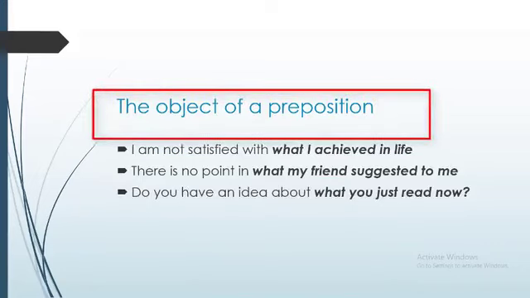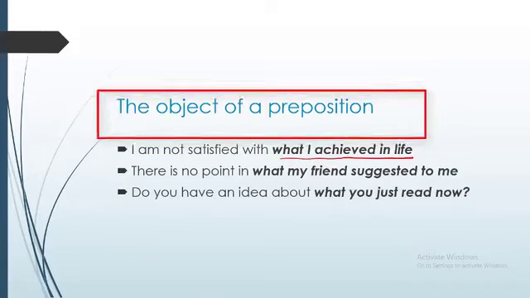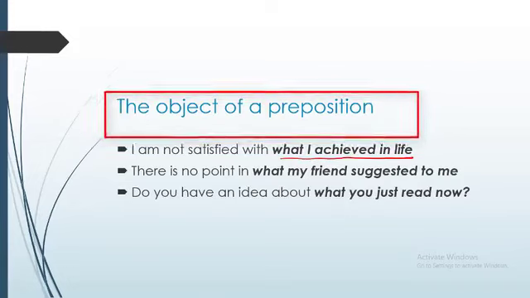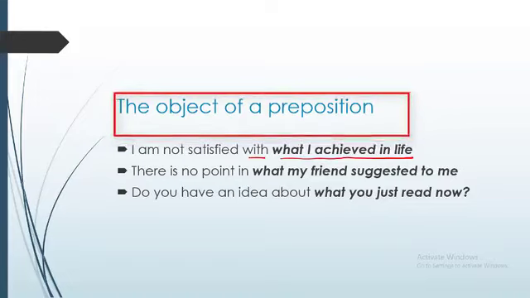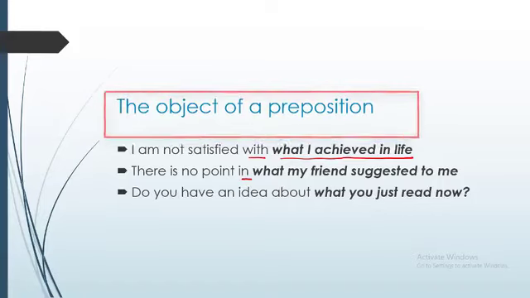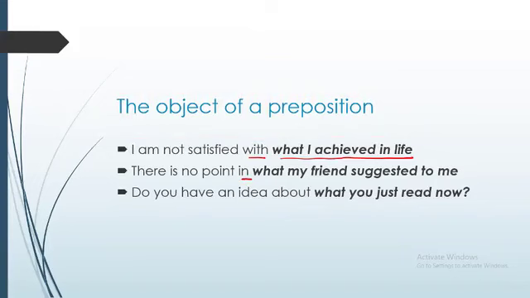What I achieved is the expression. Okay, that's a noun clause. I'm not satisfied with what I achieved in life. So what I achieved in life is the object of the preposition with. Okay, then there is no point in what my friend suggested to me. What my friend suggested to me is a noun clause, and is the object of the preposition in. Okay, so let's move on.